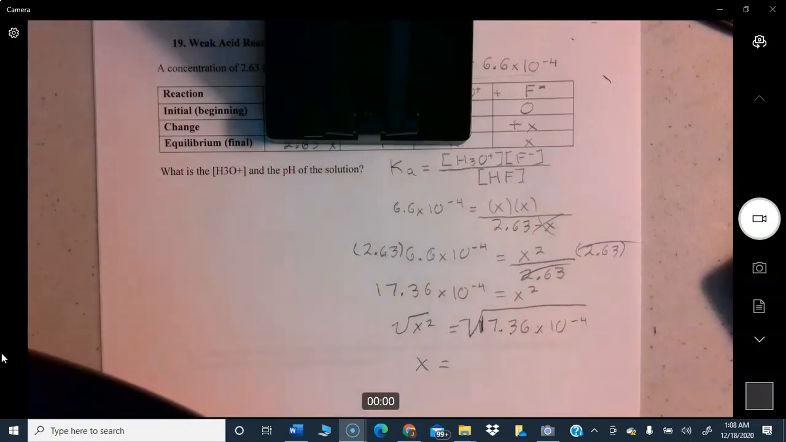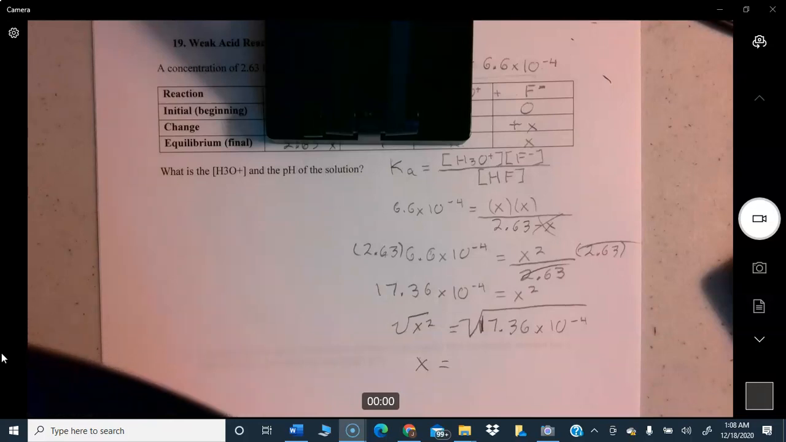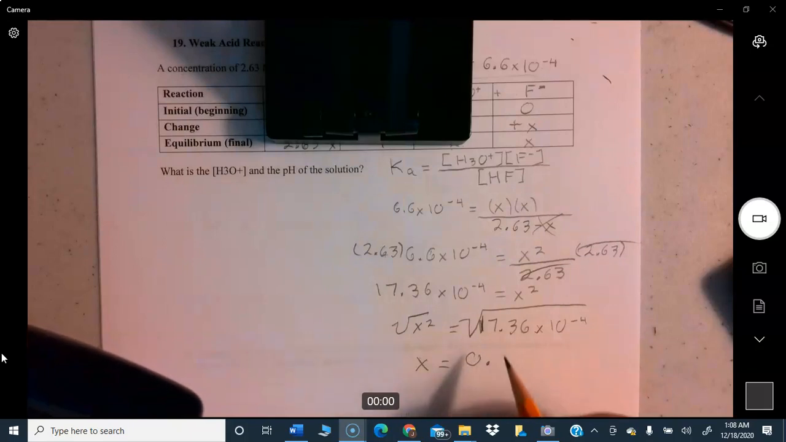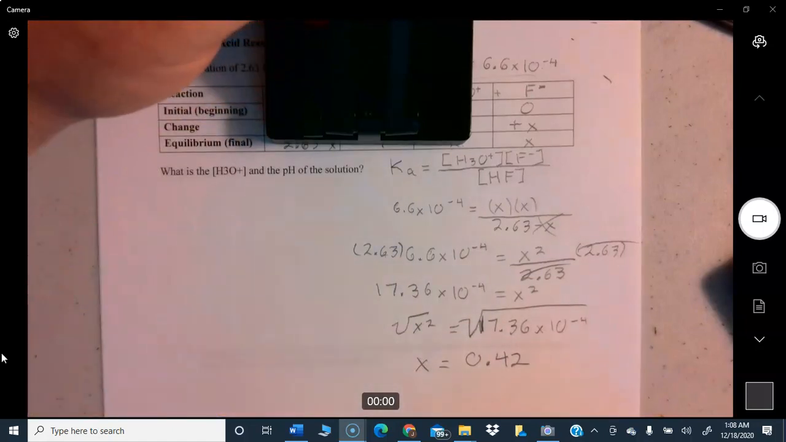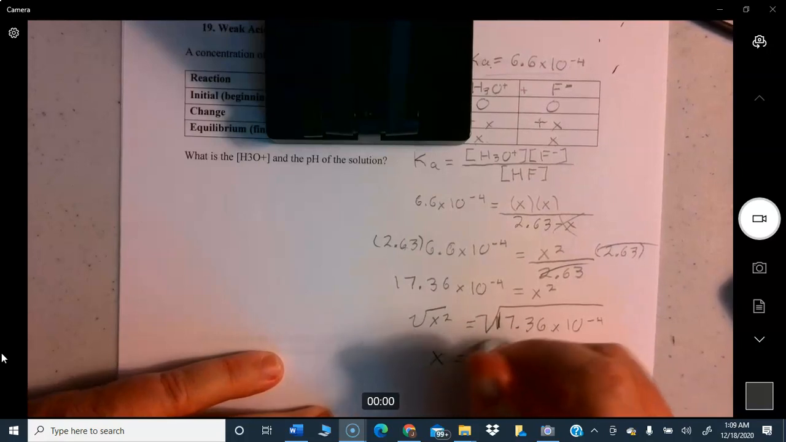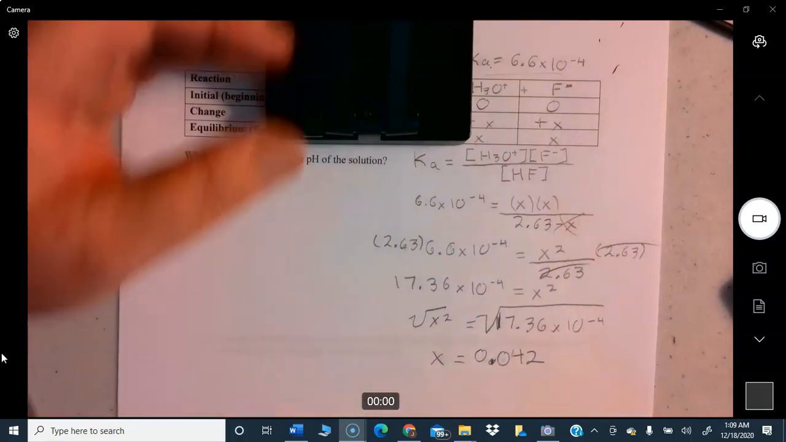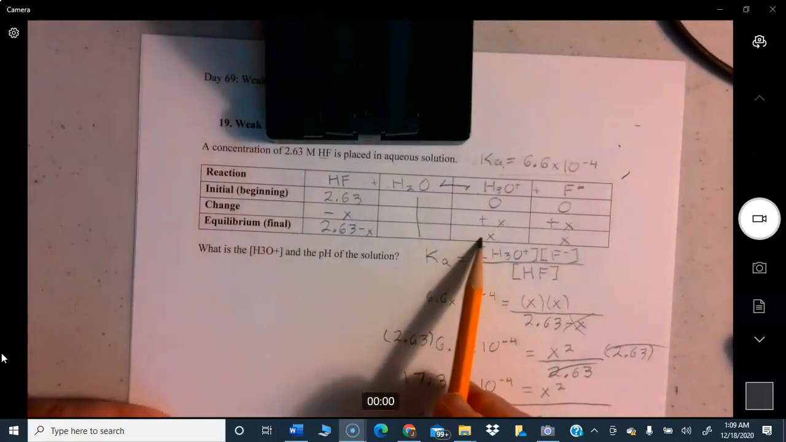Square root of 17.36. And we get this. Okay, so that's the x value, and again, I made this error earlier, it should be 0.042. Okay, so that is going to be the hydronium concentration, the value of x.